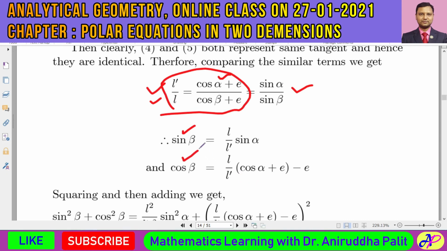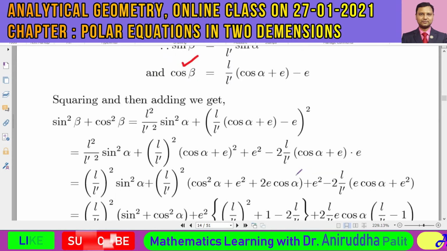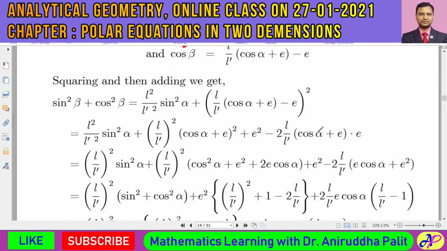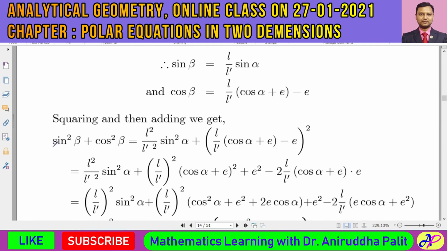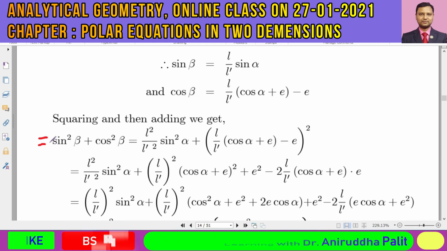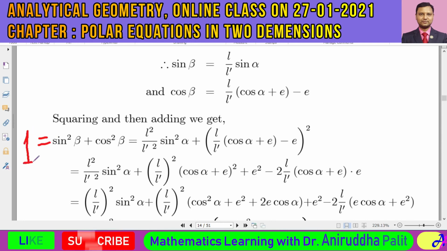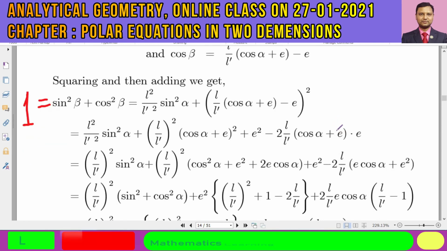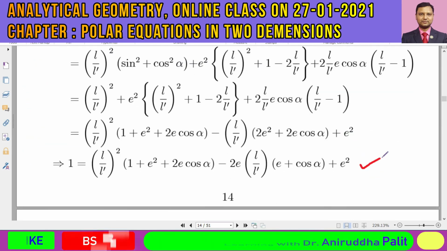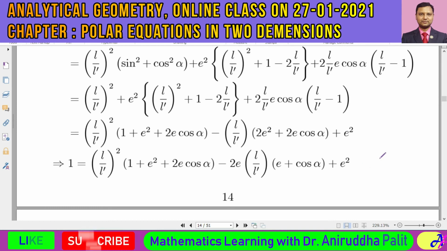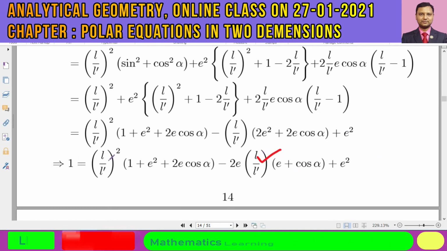And so if we square them and add them, sine square beta plus cos square beta is equal to 1. So we can say that this expression is actually equal to 1. And on the right hand side, we will get this kind of complicated expression. And the total right hand side is kept in terms of L by L prime. We are not decomposing this expression L by L prime.